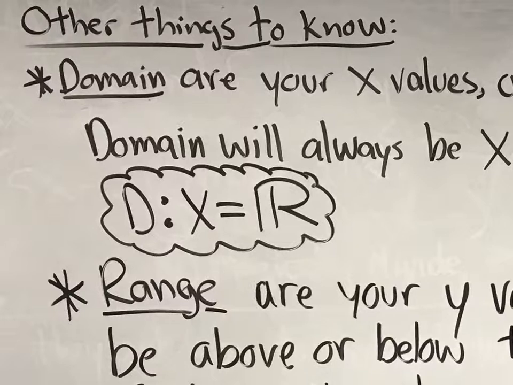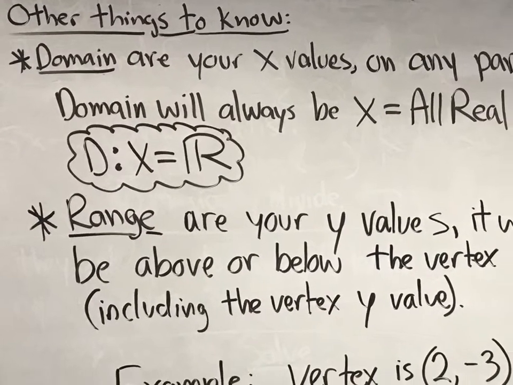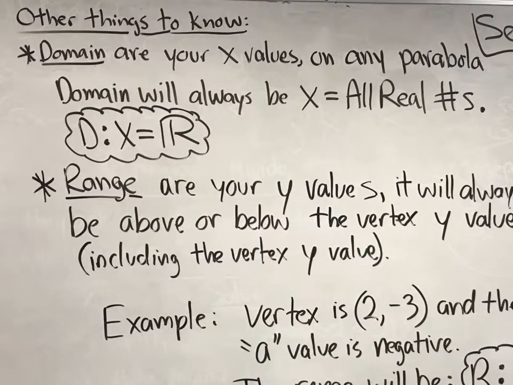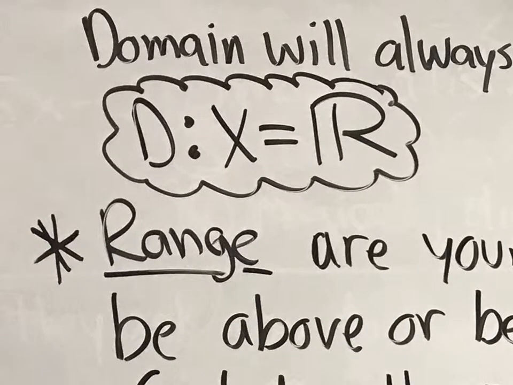Now there's a couple of important facts, especially with regards to domain when it comes to parabolas. The domain values are your x values, and on any parabola, the domain will always be x equals all real numbers. And the notation for that is like this. You put D standing for domain, and then you put x equals, you could write out the words all real numbers, or you could do an R with 2 sticks like that. It's up to you.